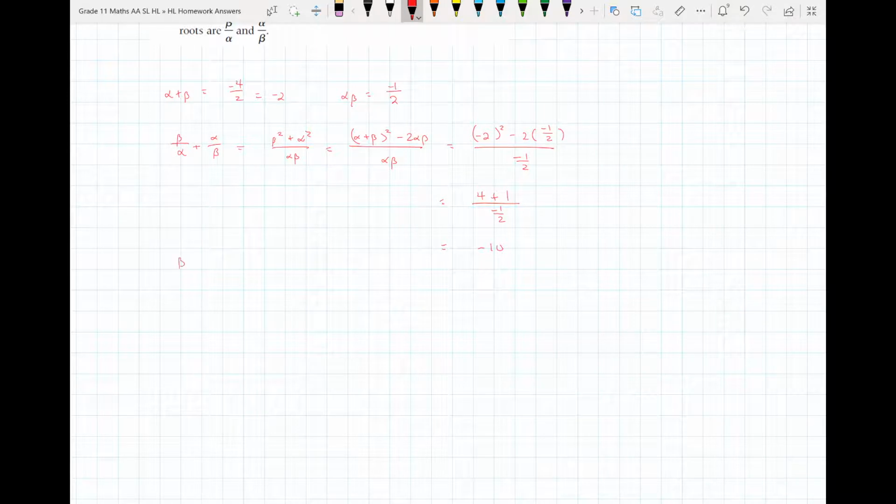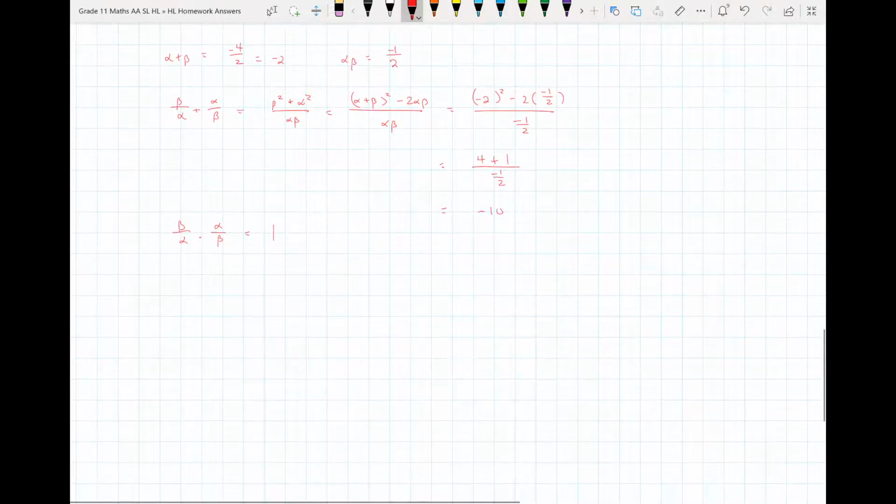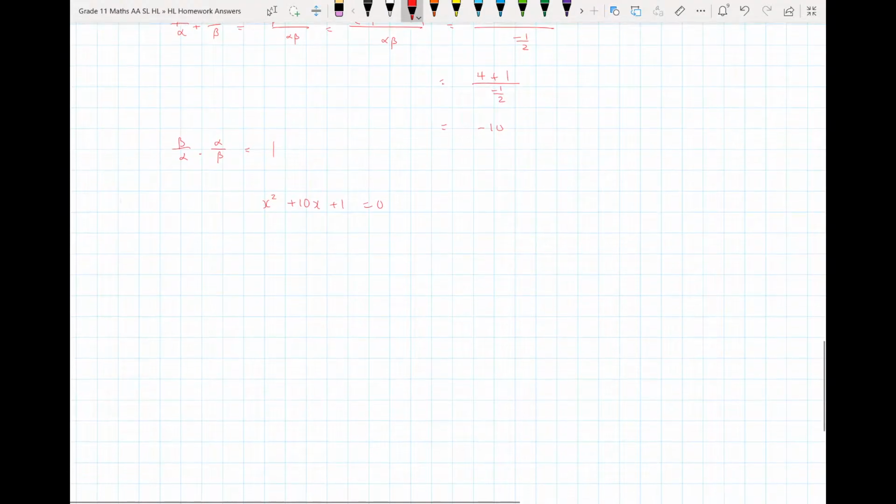And we also need to solve for the new product. And what do you know? It's just 1. So the equation will be x squared plus 10x plus 1 equals 0. And they're already integer. How nice.